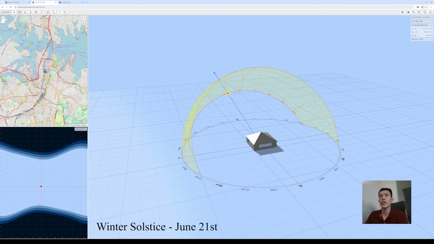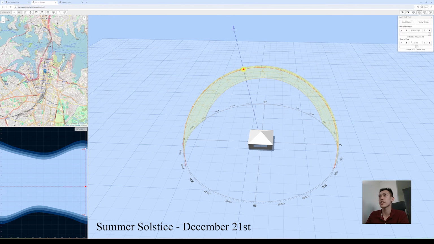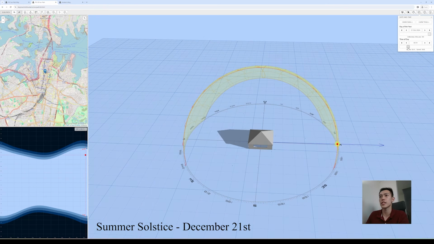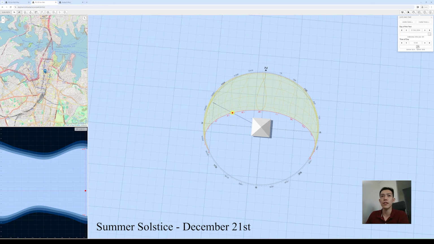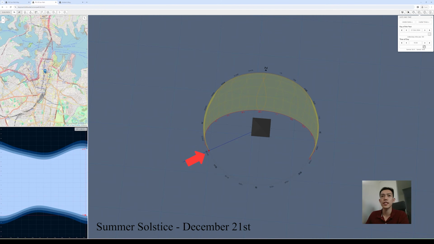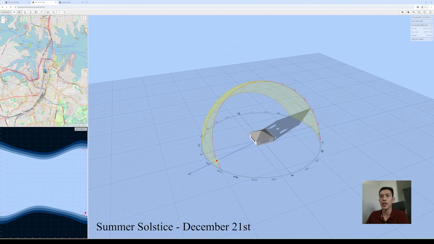Now let's have a look at how the sun moves on the other extreme, on the summer solstice. So right off the bat, you can see how the sun rises at a very different position. It looks like the sun rises very close to the southeast, and then it also sets around the southwest. So you can see that some sun will get into that south window there.